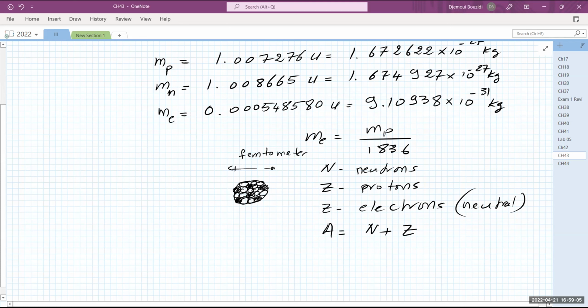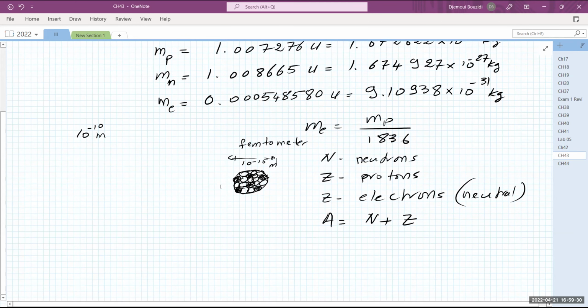Remember, the atom is of the order of a naught, the Bohr radius, which is about 10 to the negative 10 meters, or an angstrom. And this one is of the order of 10 to the negative 15 meters. So these are the sizes that we're talking about, extremely small sizes. This is the typical size of the nucleus, a femtometer. The radius of the actual nucleus is given by this expression.